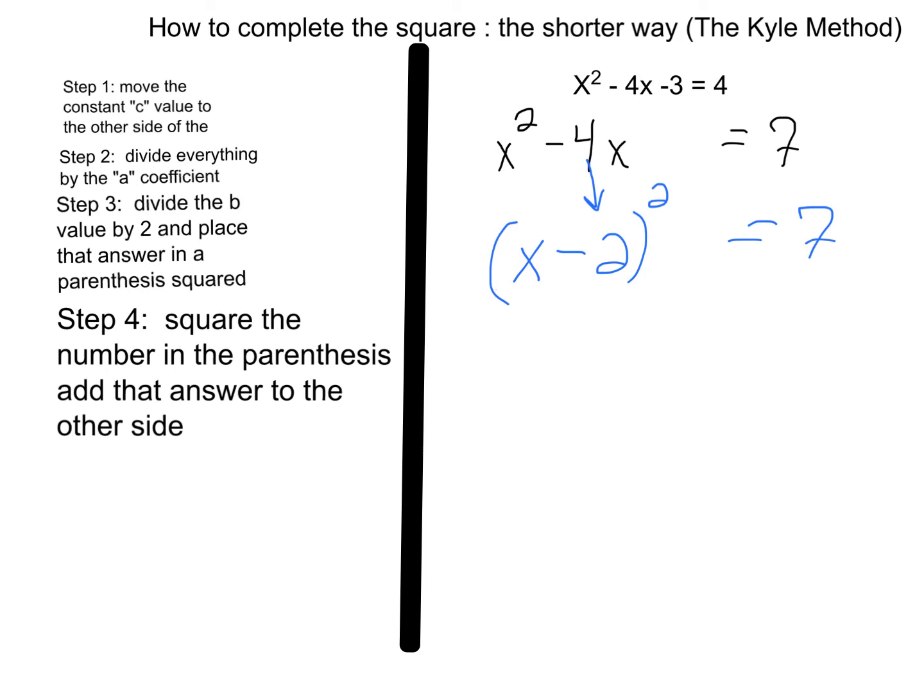Alright, so now that I have that, our next step is we're going to square the number in the parentheses and add it to the other side. So I'm going to take this guy and square it. Negative 2 squared is positive 4, and I'm going to move that and add it to the other side of my equation. Okay? So I'm now going to have (x minus 2) squared is equal to 11.